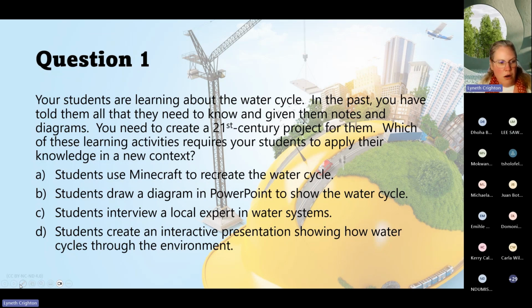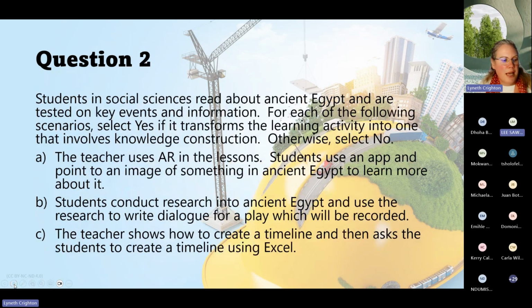So moving along, here's a second one. This is about social sciences in ancient Egypt. You have to say yes if it transforms learning into one that involves knowledge construction. So A, the teacher uses AR in lessons. The students use an app to point at an image of something in ancient Egypt.